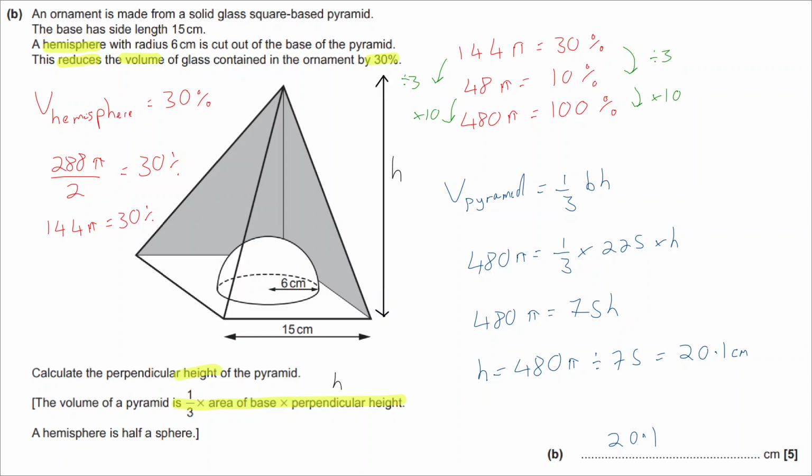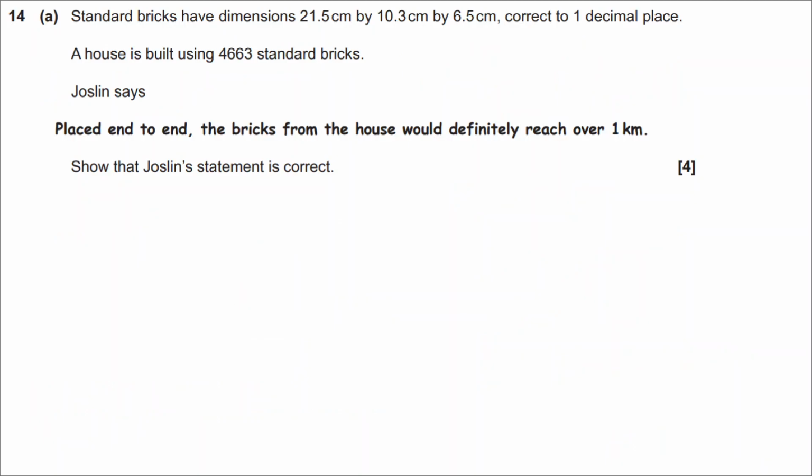That's quite a nice question. It was unlocking the fact that the hemisphere was 30% of the volume, which meant that if you could get 100% of the volume, that must have been the volume of the pyramid. Good. Question 14, we've got this.